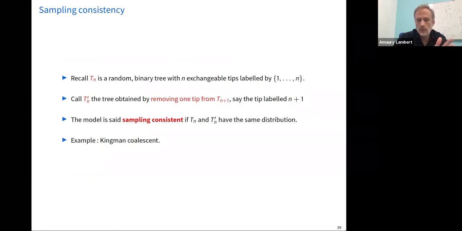Of course, this property is quite desirable in biology. You don't want your sample to depend on the order in which you have sampled your individuals, for instance if you sampled n+1 and then removed one. You don't want this sample to be different from just taking n from the beginning. And of course, the archetypal example is the Kingman coalescent.